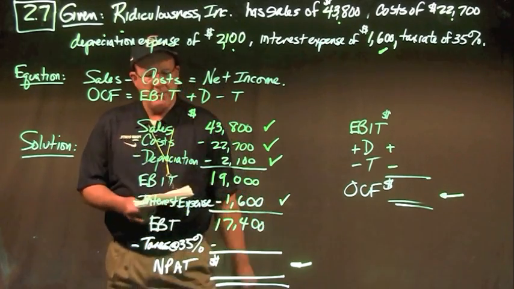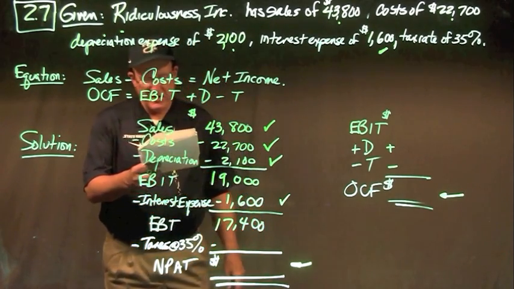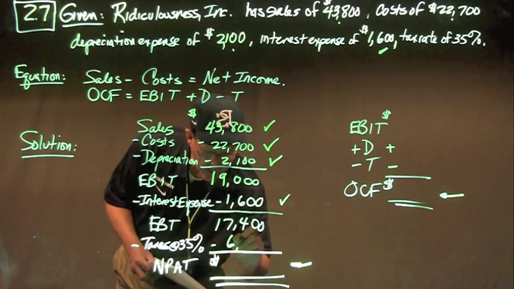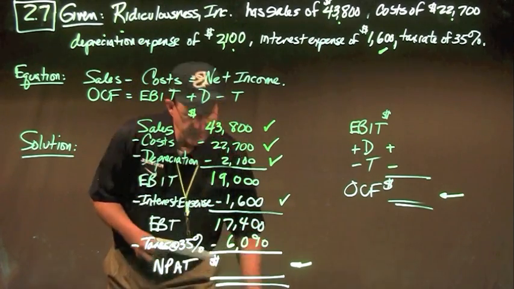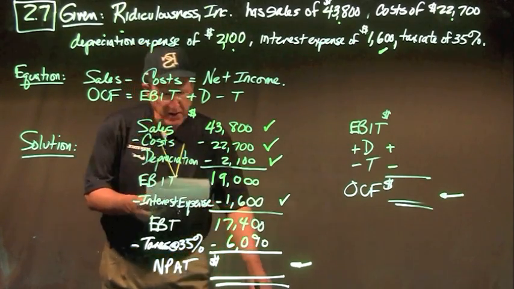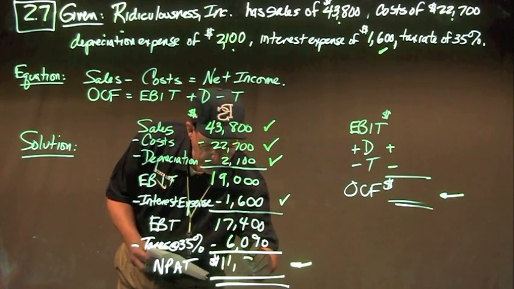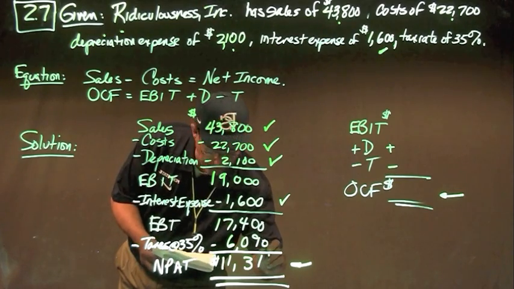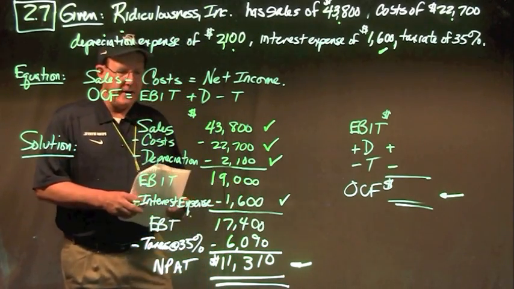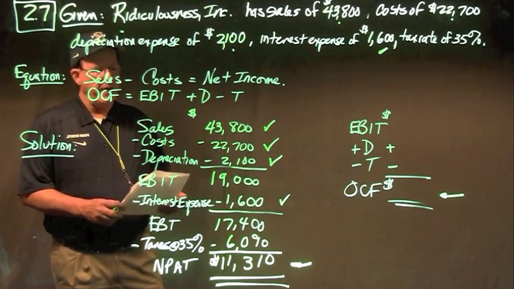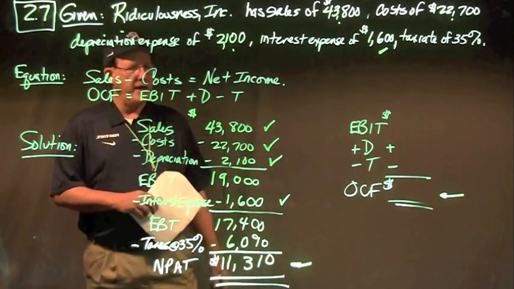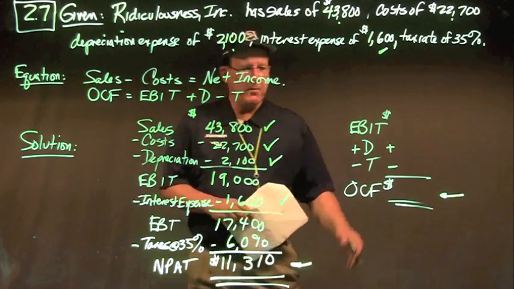I'm going to multiply that by 35% to get my tax expense, and that translates to $6,090. And by subtraction, I get my net income, or NPAT, of $11,310. So there you go. There is your income statement completed with NPAT, or net income, of $11,310. Now we need to tackle OCF. OCF is EBIT plus D minus T.